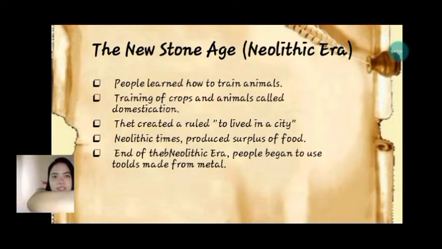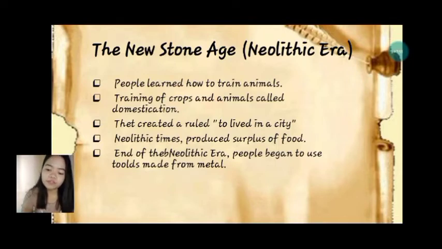So next is the New Stone Age. In the New Stone Age, also known as the Neolithic era, the people learned how to train animals. They trained animals.